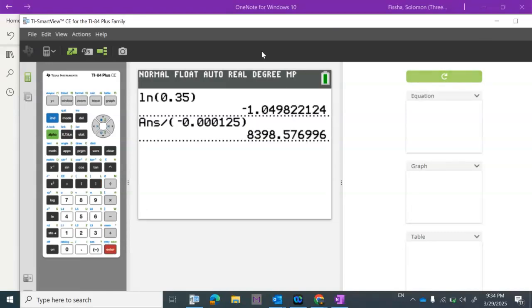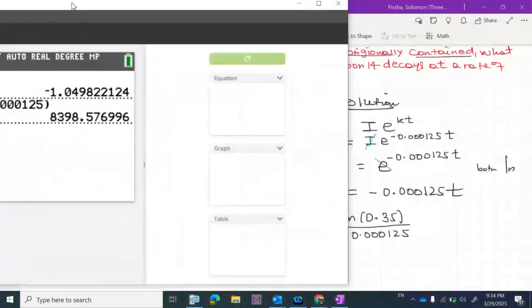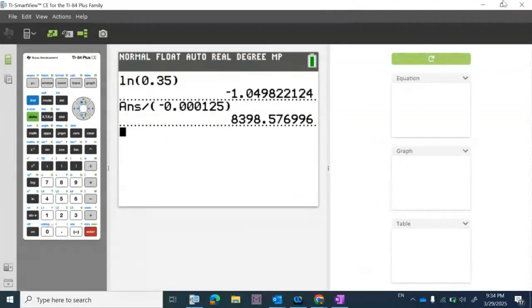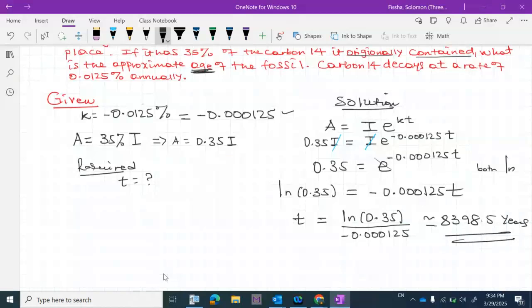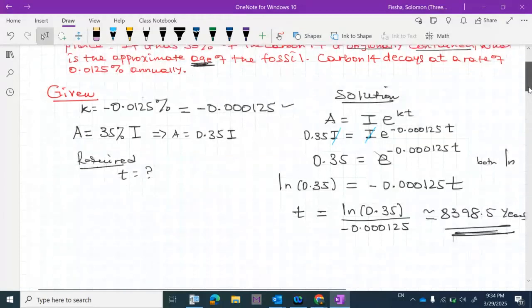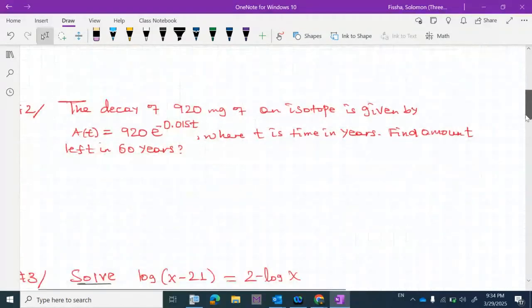We get 8398.56. So 8398 means this is approximately 8398.5 years. Okay, years, because the time was given by years. So we can conclude that the fossil of the human body was about 8,398.5 years old. Okay, so you have to practice on this one and then make sure you understand how to calculate this. All right, number two.